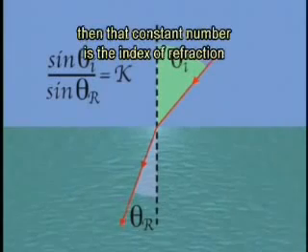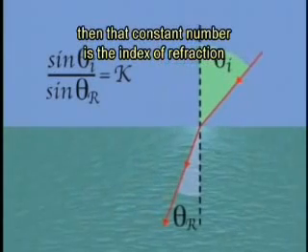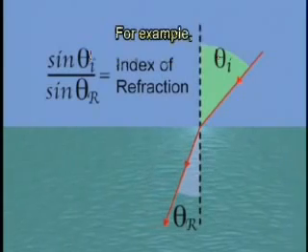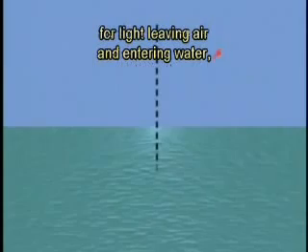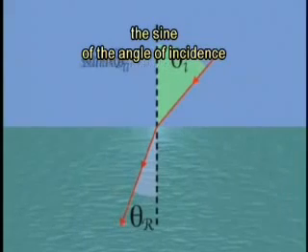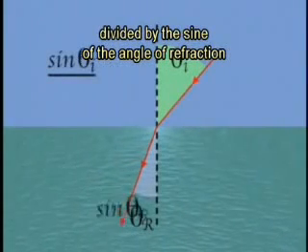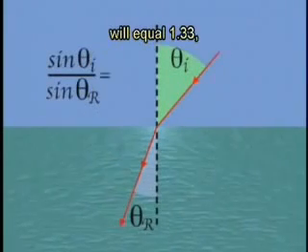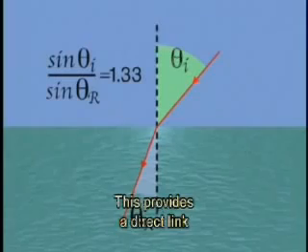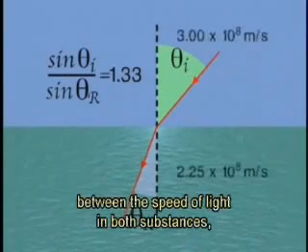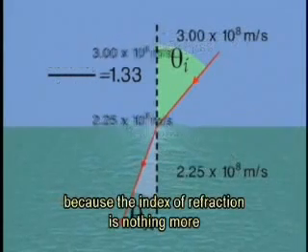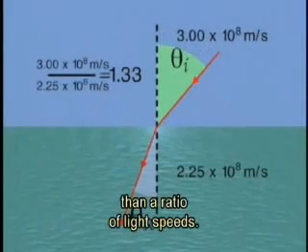We now know that if the medium which the light is leaving is either air or a vacuum, then that constant number is the index of refraction for the substance which light is entering. For example, for light leaving air and entering water, the sine of the angle of incidence divided by the sine of the angle of refraction will equal 1.33, the index of refraction of water. This provides a direct link between the speed of light in both substances, because the index of refraction is nothing more than a ratio of light speeds.